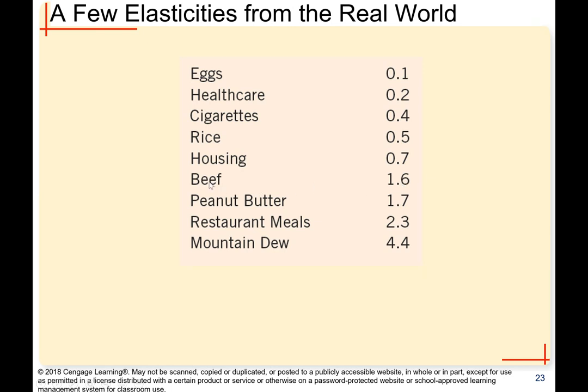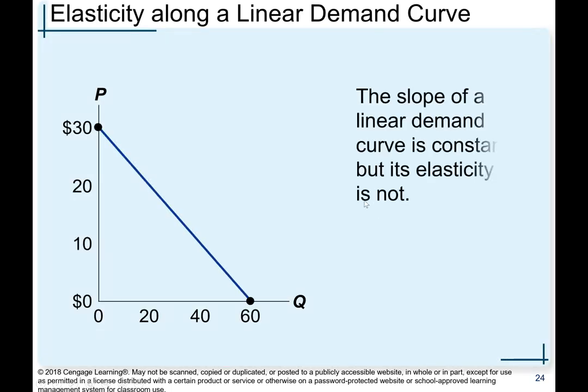The demand for beef is price sensitive. Peanut butter, 1.7 and rising. Restaurant meals, 2.3. Mountain Dew, 4.4. It's greater than 1, and the larger the number, the more sensitive to price changes.